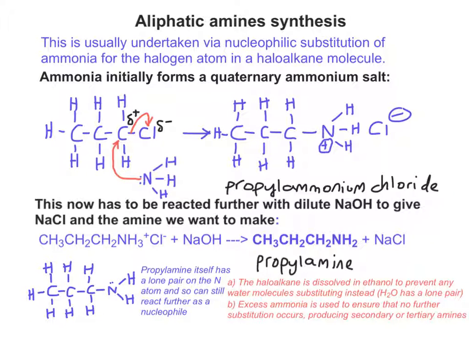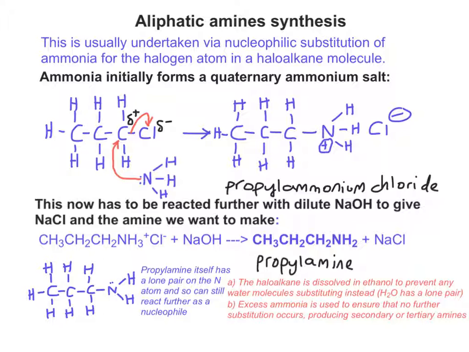So if we work our way through this screen, which shows us how aliphatic amines are made, it takes place via a nucleophilic substitution mechanism, as you can see. This time it's ammonia that is the nucleophile, because the nitrogen on ammonia has a lone pair. So the product is called a quaternary ammonium salt, in this case propyl ammonium chloride.